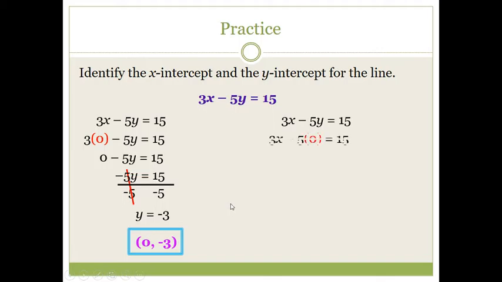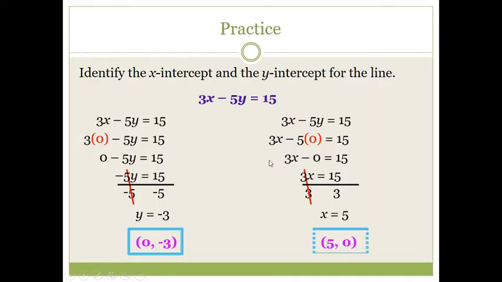Now I'm going to take turns and plug in a 0 for y. When I do that, I'm finding the x-intercept when I solve the resulting equation. This time, I get that x is equal to 5. So the point on the line is 5 for the x, when the y is 0.